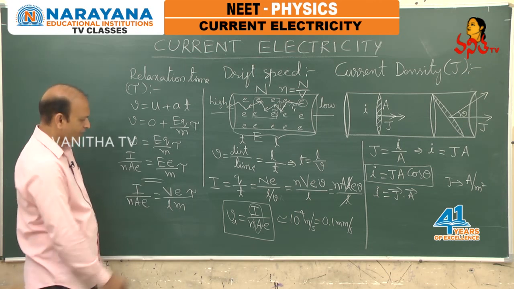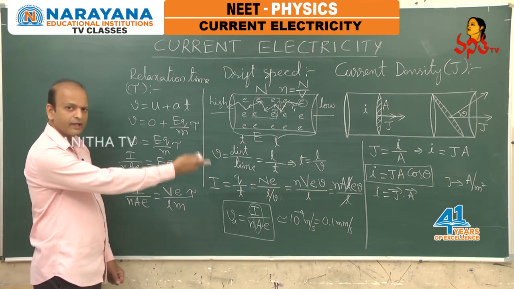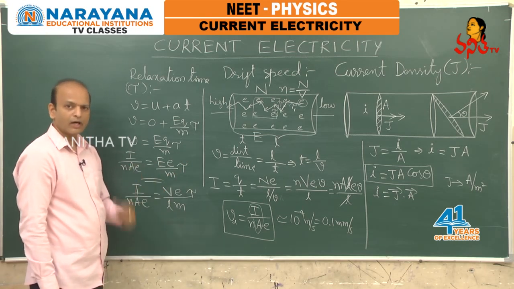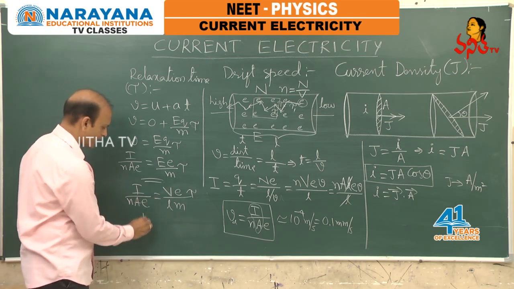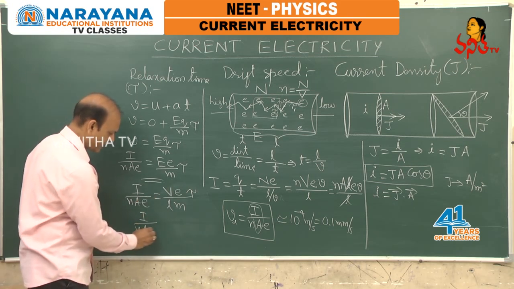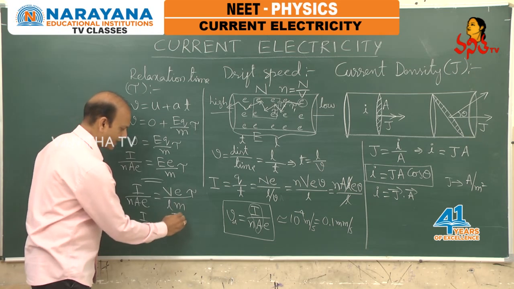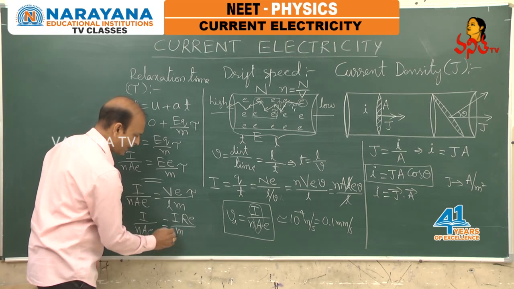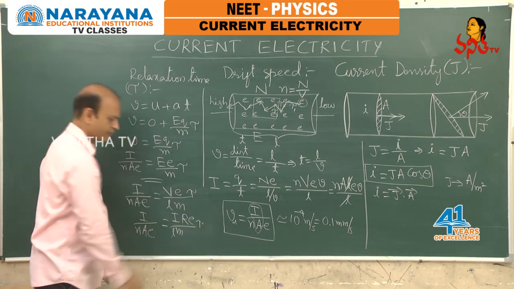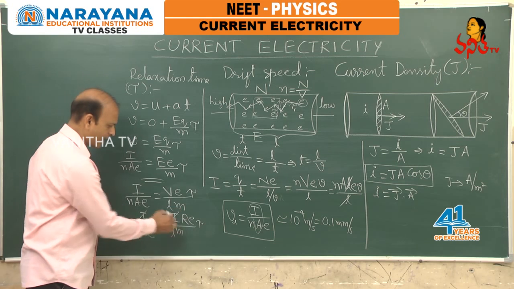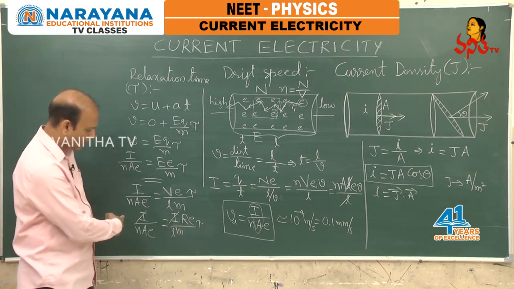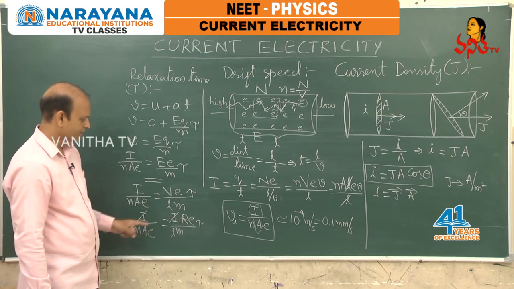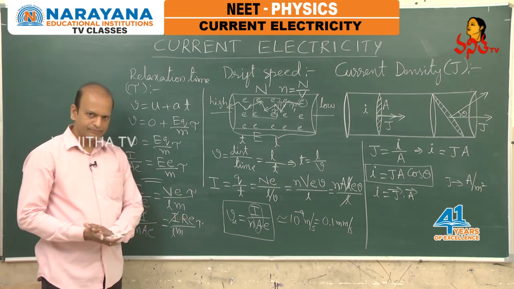So, here we are going to learn in the coming topic, that is Ohm's law. So, V can be written as I into R also. So, that is I by nAe is equal to I into R into e by Lm into τ. So, here both sides I we can cut, and τ we can write in terms of R. So, that is what we call the relaxation time.